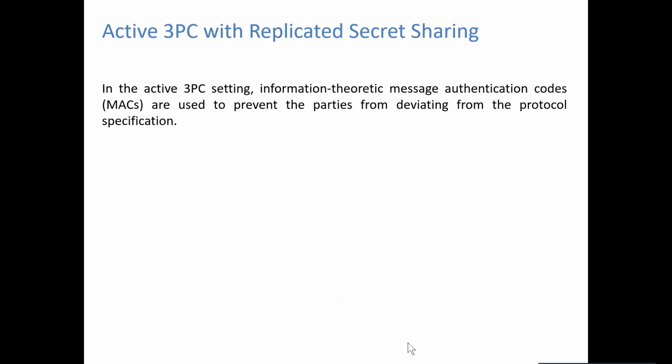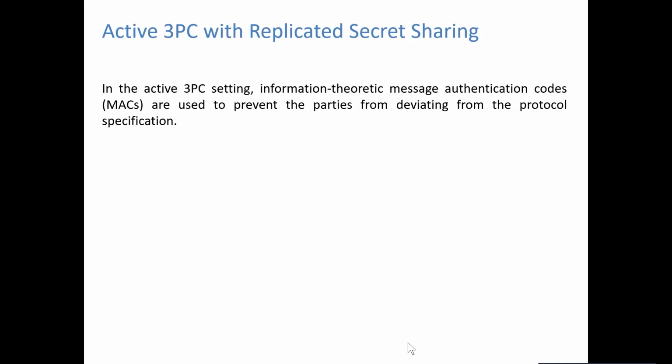Okay, and this is for semi-honest adversaries. If we want to have security against active adversaries, so malicious adversaries, there are some techniques where you put a message authentication code to prevent the parties from deviating from the protocol specification. So we have a question here.